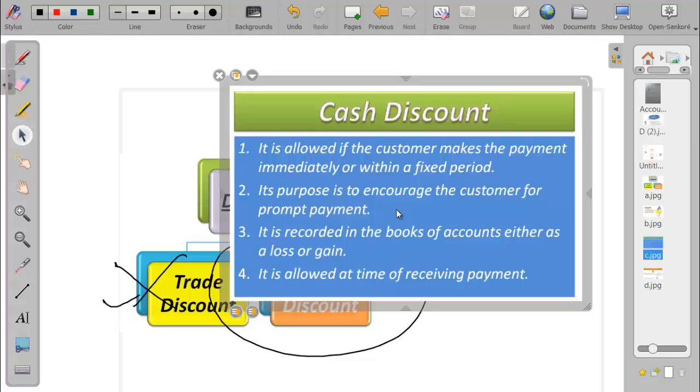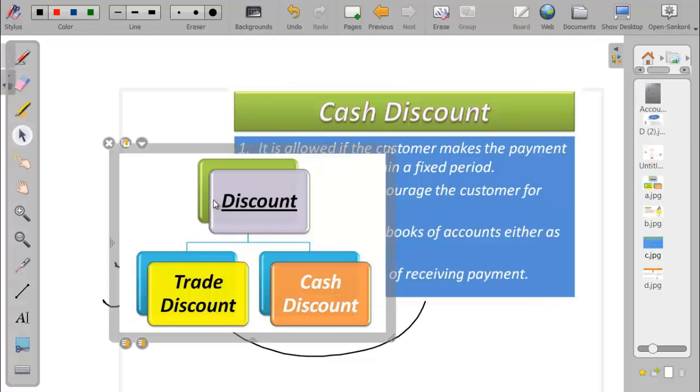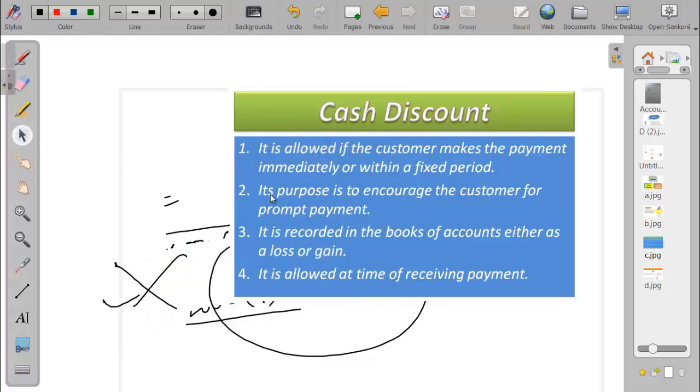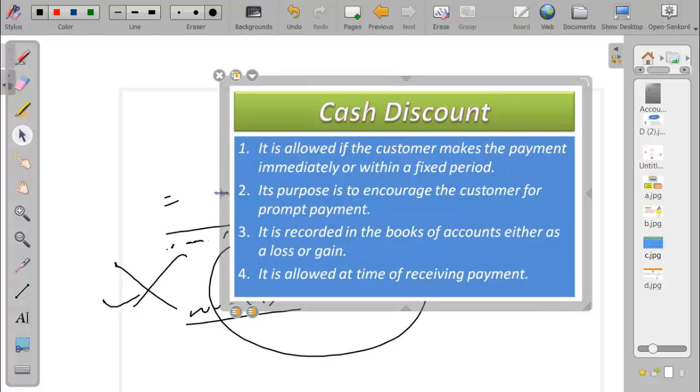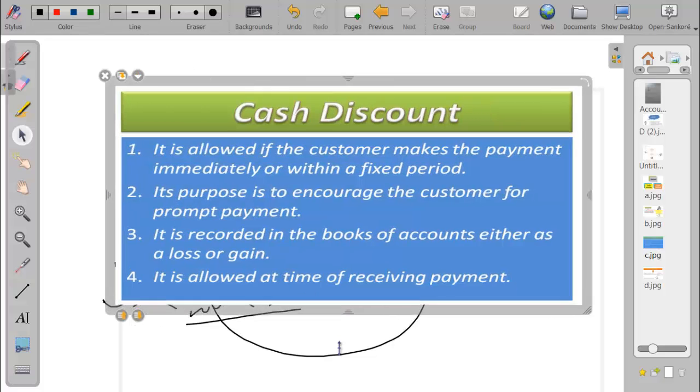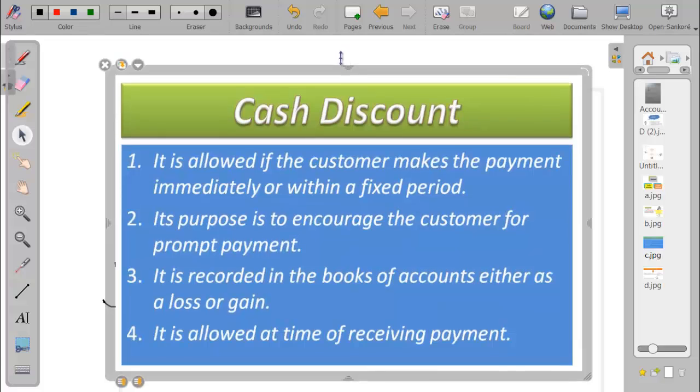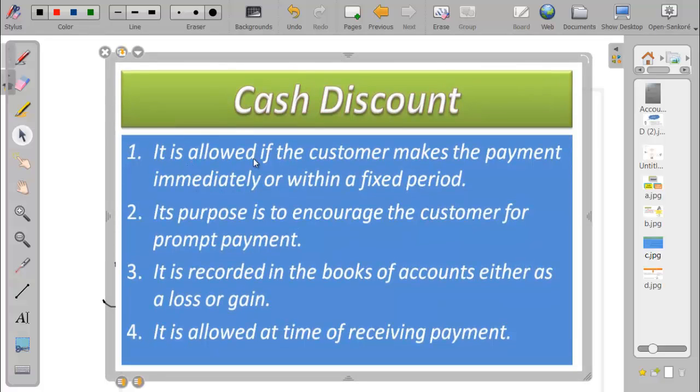So this is about cash discount. See this image. This is about cash discount. You just read out: it is allowed if the customer makes the payment immediately or within a fixed period. We allow cash discount only when? If he pays the money immediately, or within the given period. Then only we will allow cash discount.